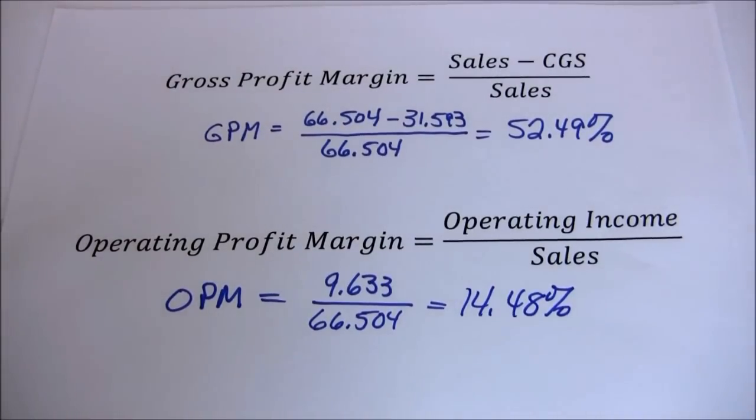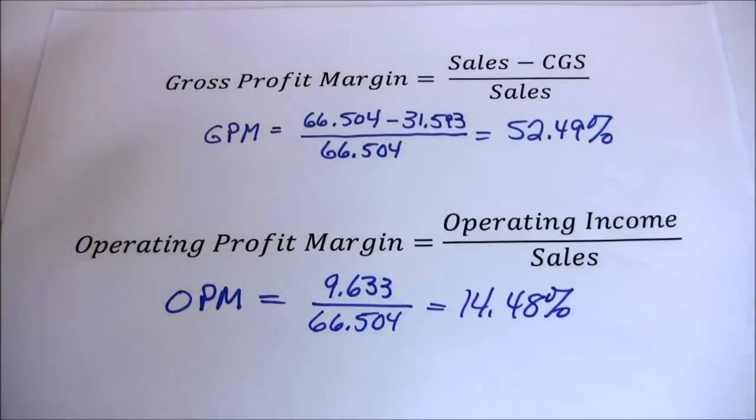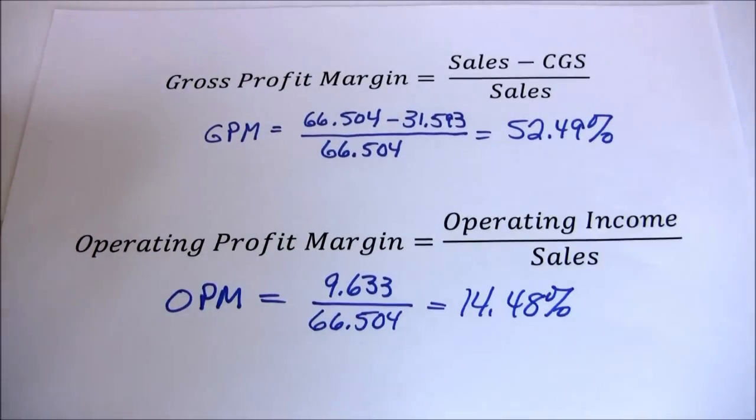Now notice that's quite a bit below our gross profit margin. That's going to be the case. Your operating profit margin, because it pulls out more expenses, should always be below the gross profit margin. And again, we need that same context comparing to industry average or looking at trends over time to determine if that 14.48 is a good or bad number.